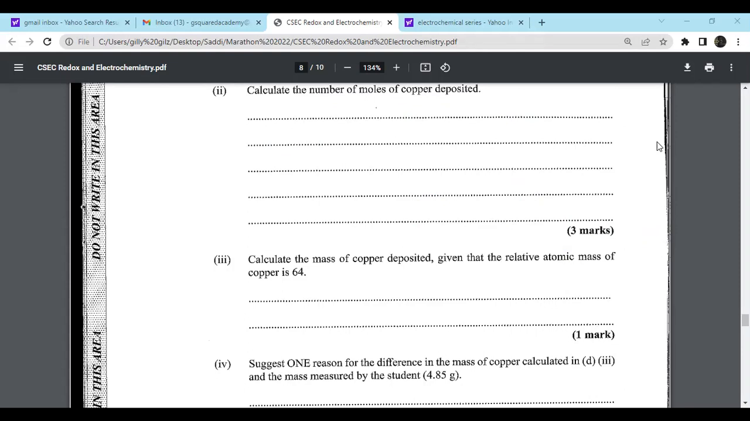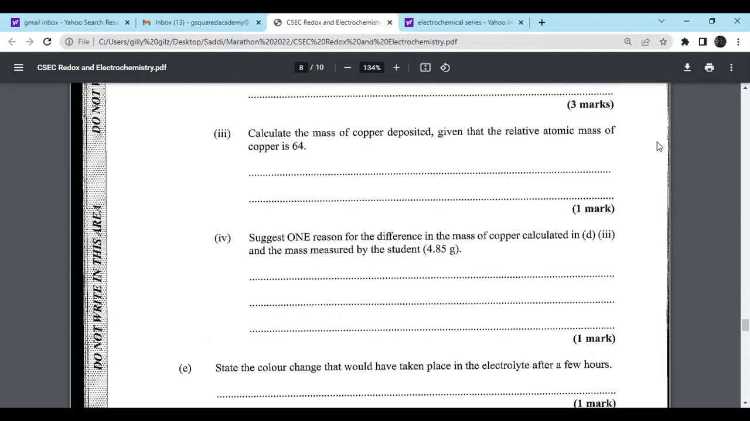Next: calculate the mass of copper deposited given that the relative atomic mass of copper is 64. Okay, so we just calculated the moles of copper deposited, right? And that was from a mass. I'm not sure about this question. It's pretty strange. They gave us the mass of copper deposited, unless it's a different question. But we just calculated that, so we're not going to look at that.